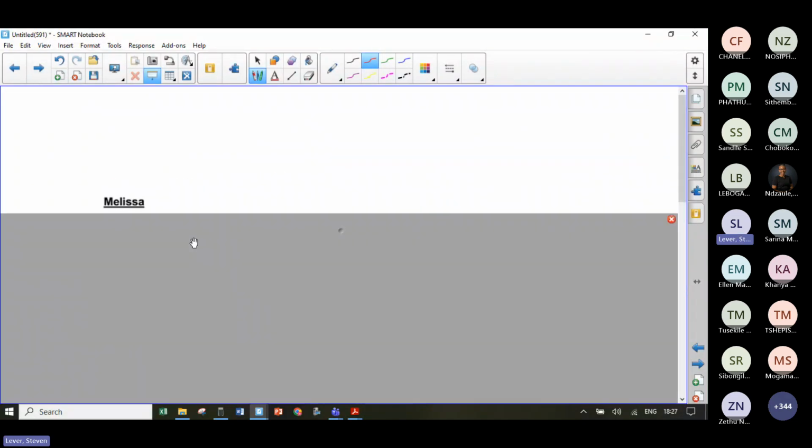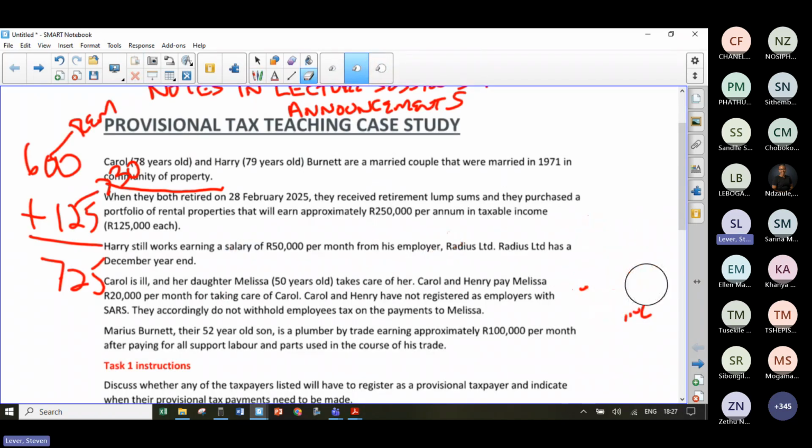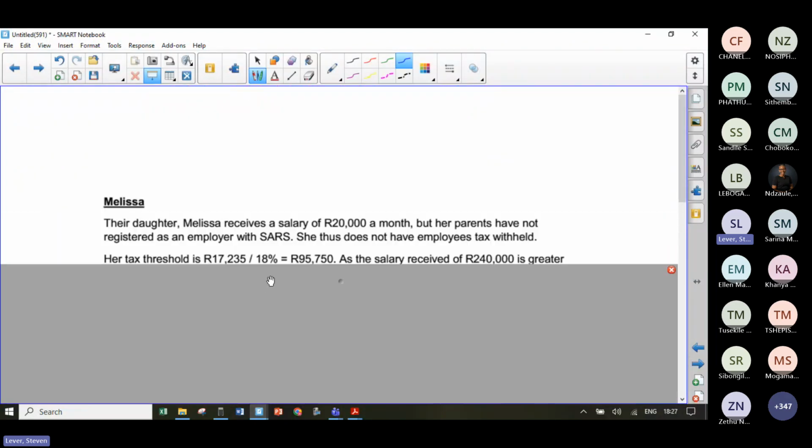Now with Melissa, we're going to do two tests here. What happens with her? She gets 20,000 Rand a month. There it is, 20,000. No employees tax on it. That's 240 per year. So is she above the threshold? Yes. Is there more than 30,000 that is not subject to employees tax? Yes. So Melissa is going to have to register as a provisional taxpayer.